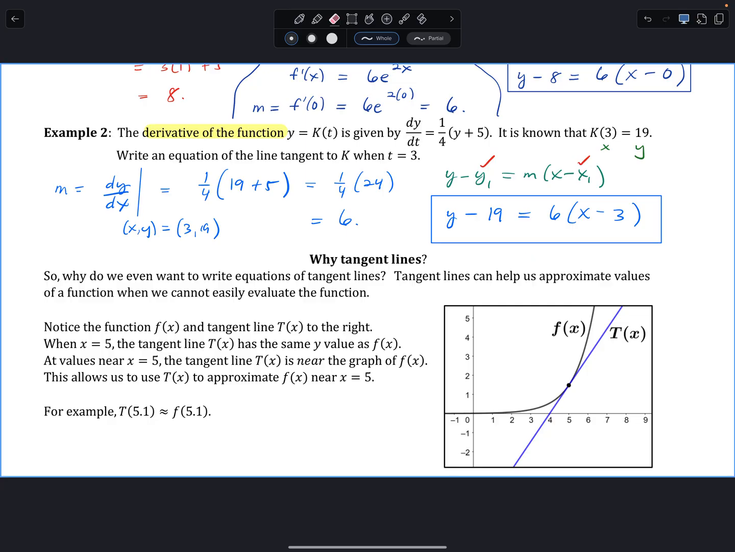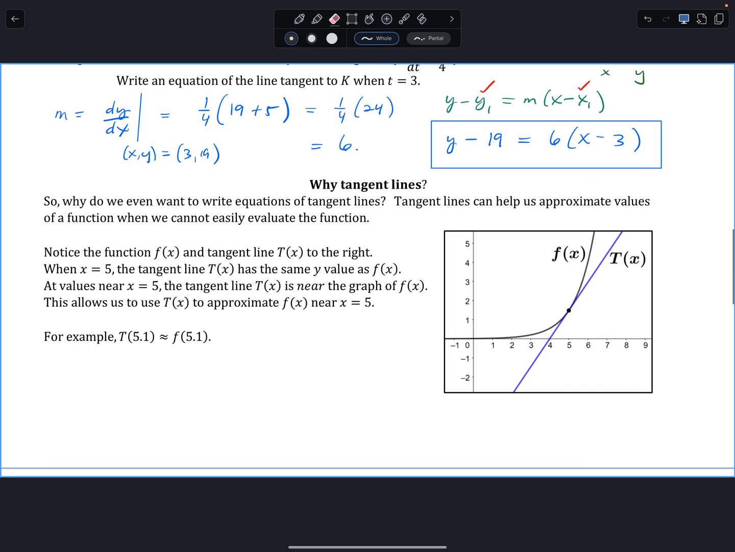Okay. So why are we doing tangent lines? So a tangent line, remember, is a line that goes through a point and it basically just crosses the graph right there and that's it. It gets really close. So if I want to know how to approximate a value, this is why we're doing it, if it's not easy to evaluate.